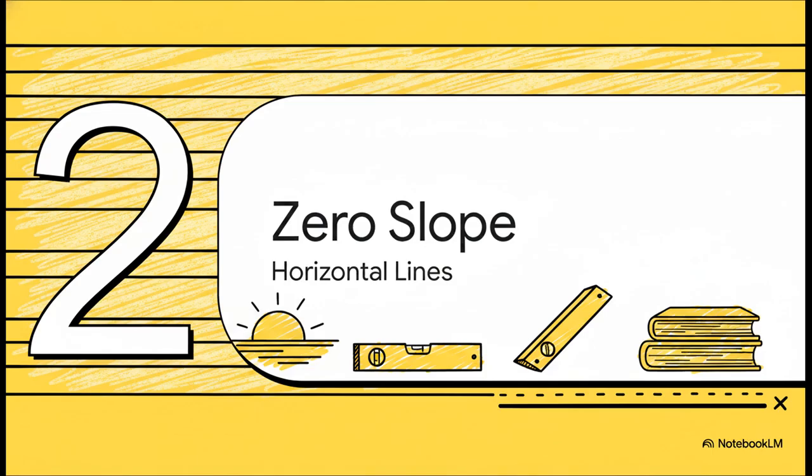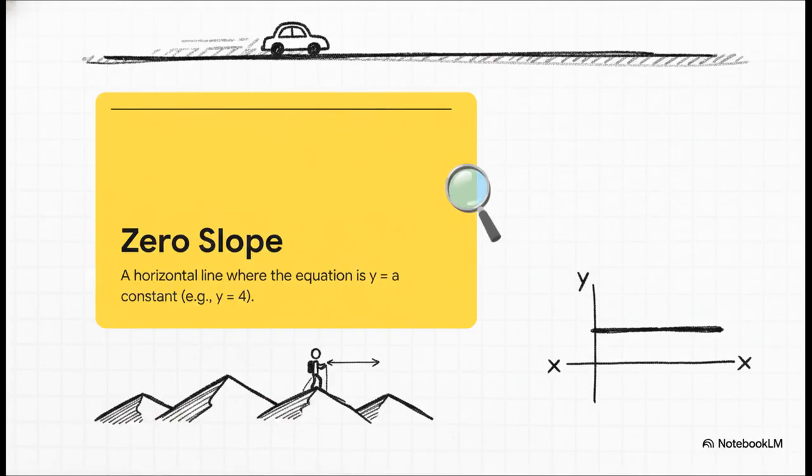Moving on to section 2, zero slope and horizontal lines. So think of a zero slope as a perfectly flat road just going straight across the horizon. No matter where you are on that line, no matter how far left or how far right you drive, the y value, which is your elevation, stays exactly the same. If you're at a y value of 4, you stay at 4 forever. You're not climbing a hill, you're not rolling down into a valley, your slope is just perfectly 0.